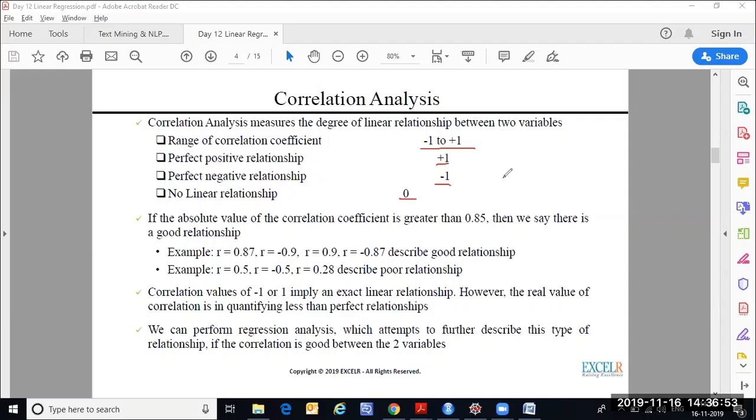And as we discussed, if the modulus of r is greater than 0.85, then you can call that a strong relationship existing between two variables. If it is between 0.5 and 0.85, then you can call that a moderate relationship. If it is less than 0.5, then you can call that a very weak relationship. 0 is no relationship, +1 is perfect positive relationship, and -1 is perfect negative correlation. Are we clear, friends? Any questions before I move forward?